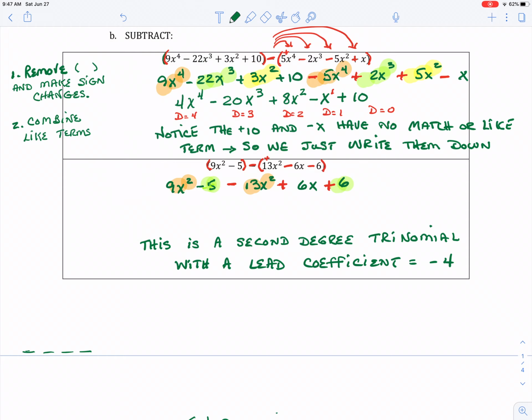Now I'm looking to combine the two second degree x's. I don't see a match for the first degree x, so I'm just going to write down the positive 6x, and then the two constants will combine to give me positive 1. This turns out to be a second degree trinomial. Remember, 3 terms, trinomial, with a lead coefficient equal to -4.